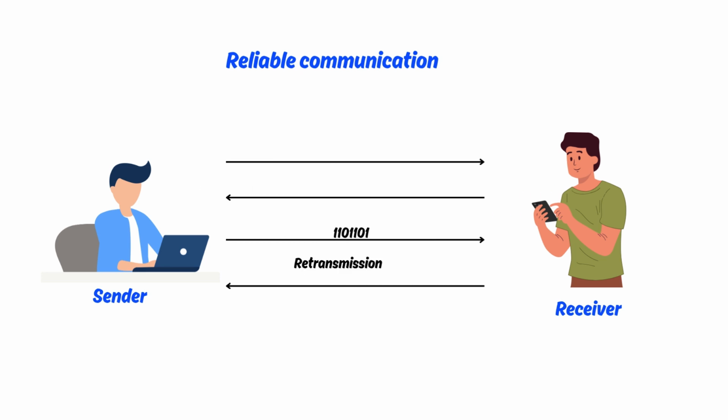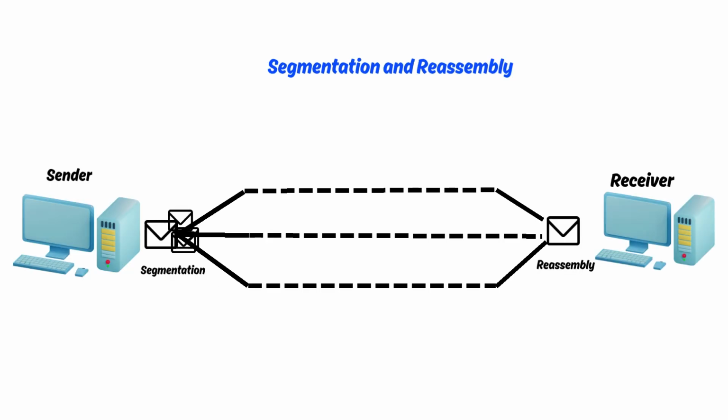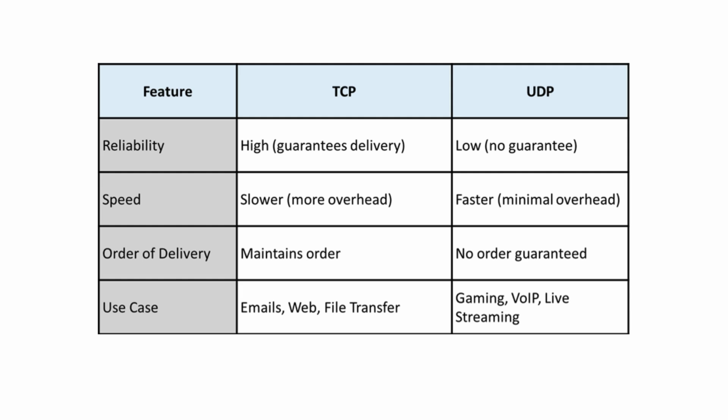It checks if all the packets arrive safely and in the correct order. If any are missing, it asks for them to be resent. It also manages the flow of data so one side does not overwhelm the other. Segmentation and reassembly is also a major function provided by the transport layer. It also uses UDP for fast and connectionless transmission. The summary comparison of both protocols, TCP and UDP, is given in this table.